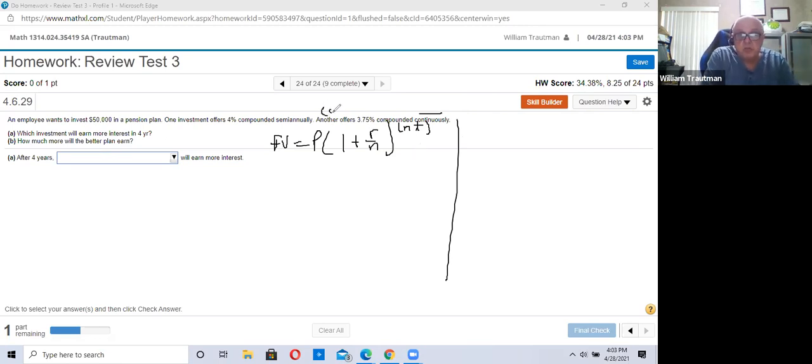This is the compound formula. This is the continuous compound formula, and the continuous compound formula is future value equals present value times E raised to the RT.